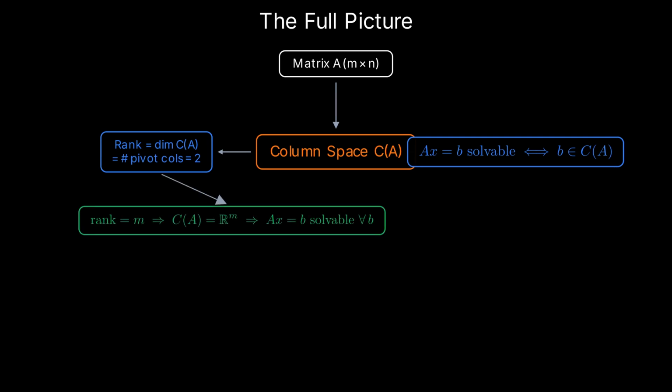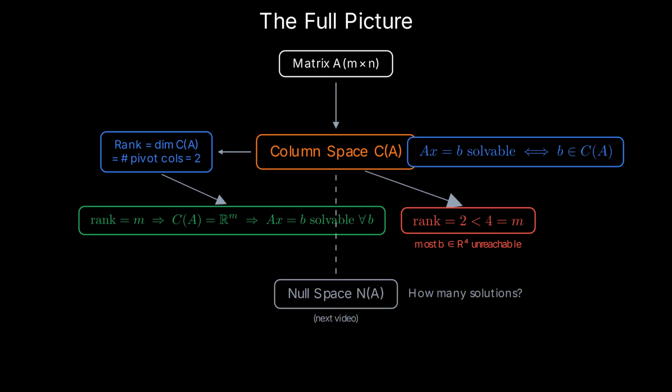Now here's an important case. If the rank equals m, the number of rows, then the column space C of A fills all of Rm, and Ax equals b is solvable for every b. That's called the full row rank case. But our matrix has rank 2 with 4 rows, so most b vectors in R4 are unreachable.